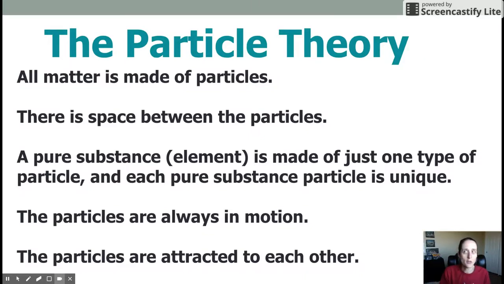And those particles all behave a certain way depending on what state of matter they're in. There is space between each of those particles, and depending on what state you're in gives you the certain amount of space that you have. They're always moving, and these particles are very much attracted to each other.